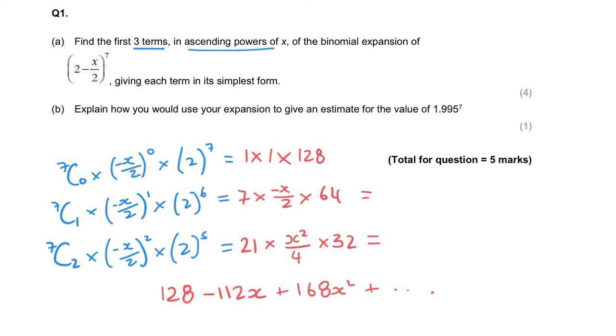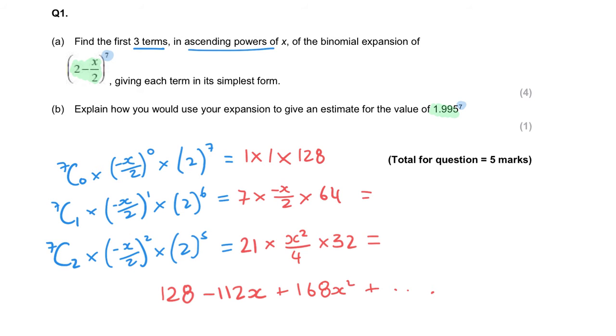Now for part B, it says explain how you would use your expansion to give an estimate for the value of 1.995 to the power of 7. Well, what do we notice? We notice they're both to the power of 7. So essentially, we could say this is equal to this.